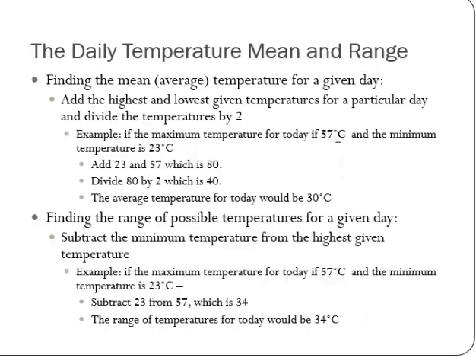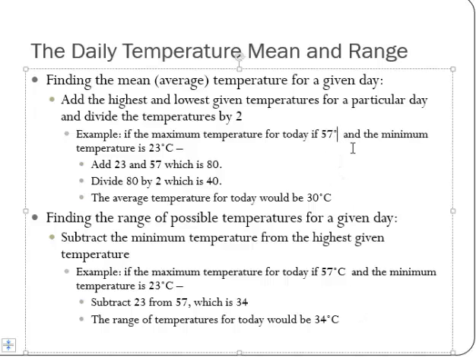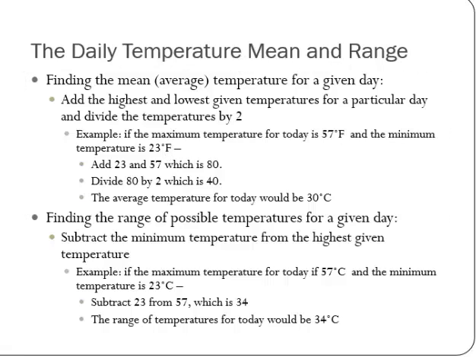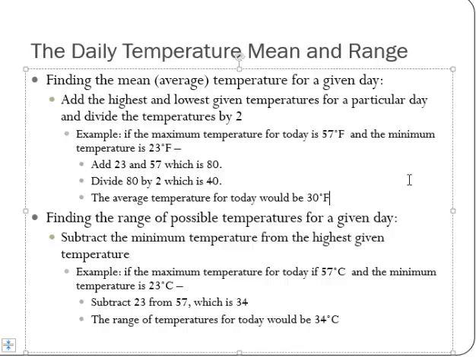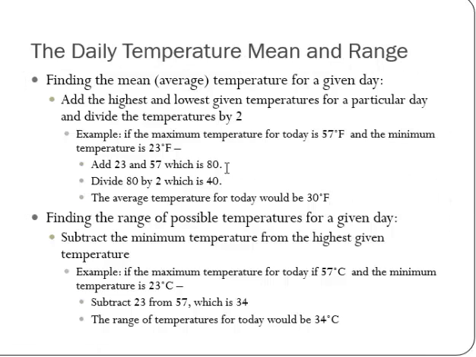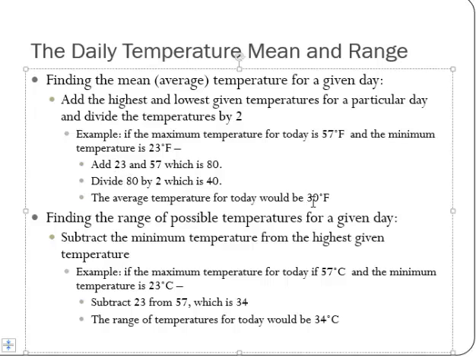So I'm just going to change that to Fahrenheit because 135 degrees Celsius is seriously hot. So if the average is 57 Fahrenheit and the low temperature is 23 Fahrenheit, so you want to figure out the average, just add them together, which is 80, and divide by 2, so the average is, again, 40, not 30, but either way.